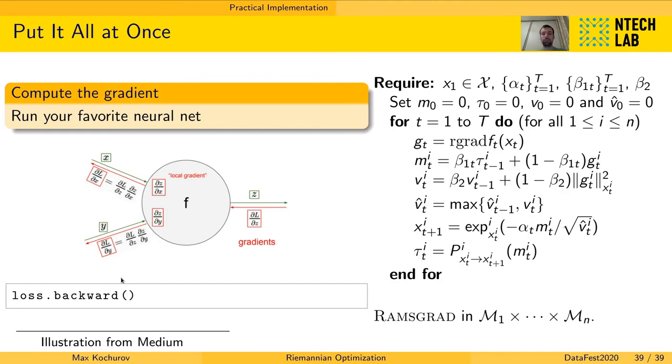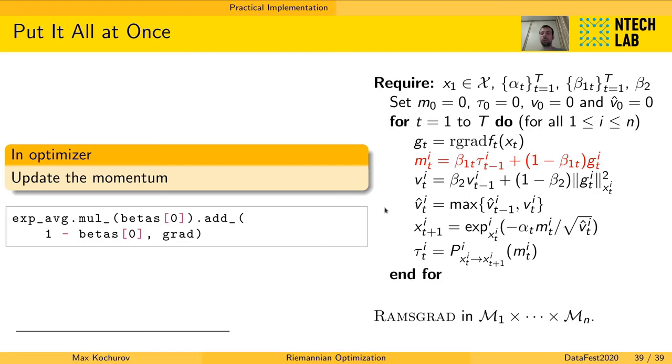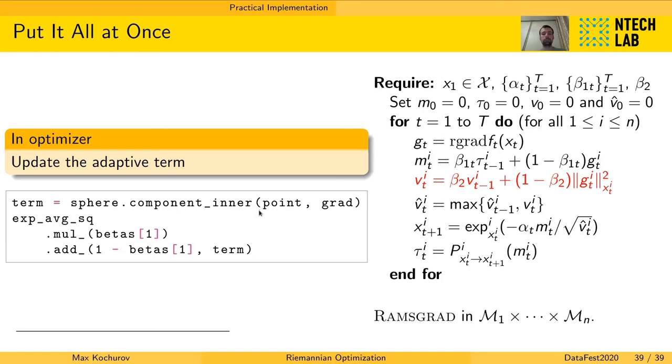After that, we need not Euclidean gradient, we need the steepest descent on the manifold, and we need the inverse of the metric tensor for that. egrad2rgrad method will give you the correct descent direction given Euclidean result from loss backward. Next, we have prepared momentum from the previous iteration tau t minus 1 thanks to parallel transport, and we compute exponential averaging as usual. To update the adaptive term, we need to take into account product structure of the manifold computing component inner in the same idea as it's done in Euclidean optimization, and compute exponential averaging for the adaptive term.